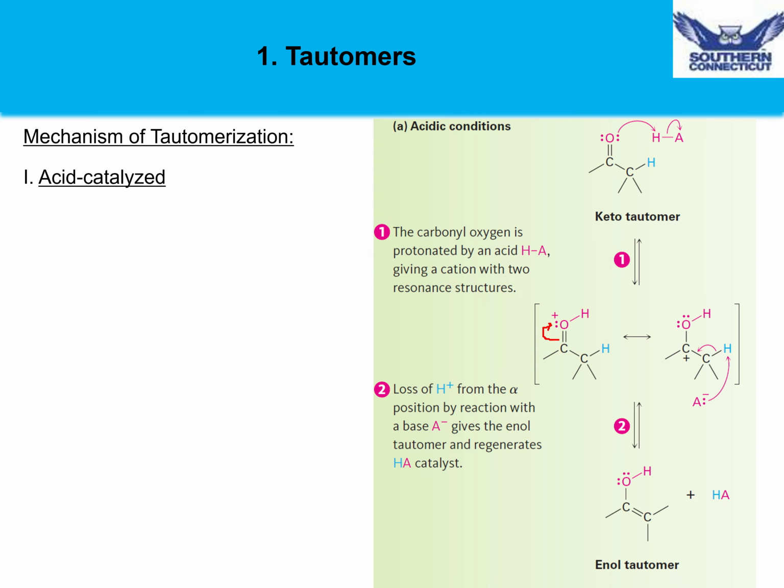That results in a positive charge. Instead of the positive charge being on the oxygen, it will be on the carbon. Base can then remove the alpha hydrogen and place a double bond between these two carbons. Notice that leads to the enol form of the ketone that we started with.